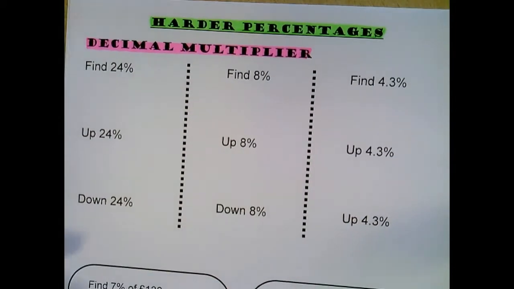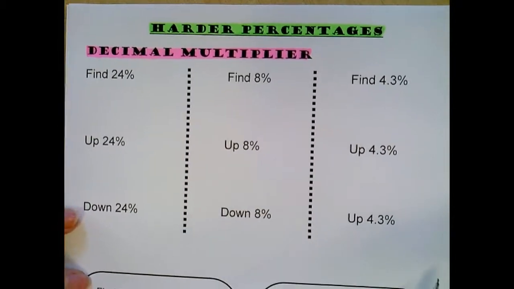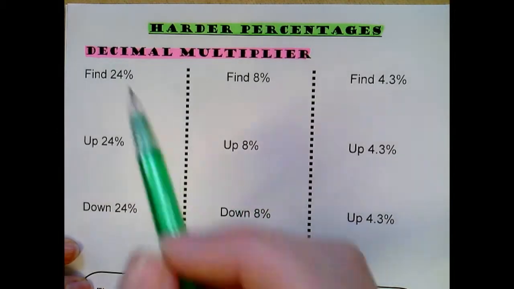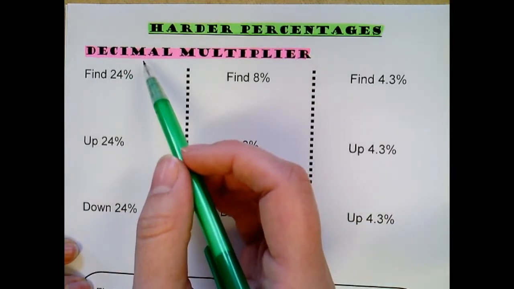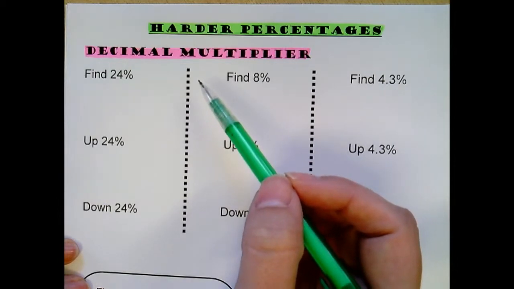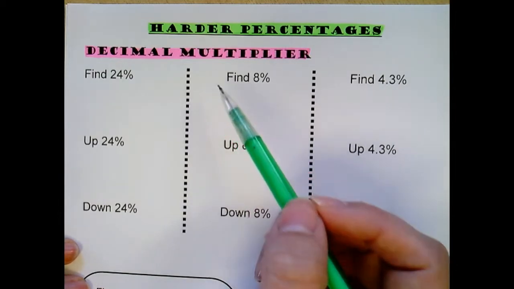This video is on harder percentages, so all of the higher tier percentages. Most of this revolves around you understanding and being able to use a decimal multiplier. And most of these harder percentages would normally come up on a calculator paper.